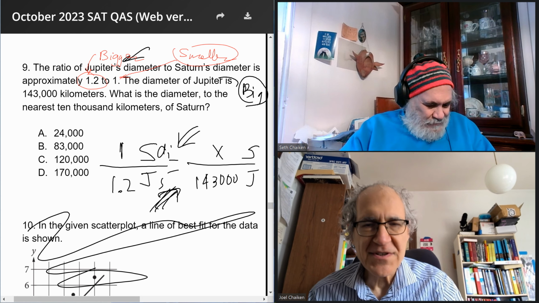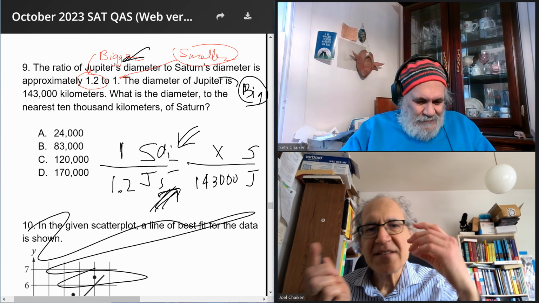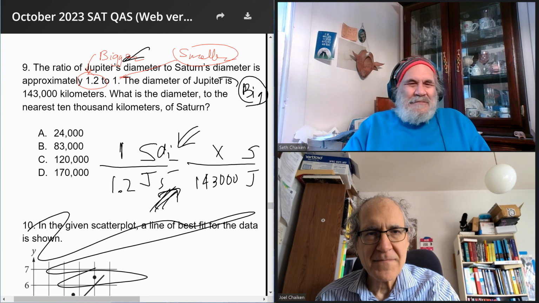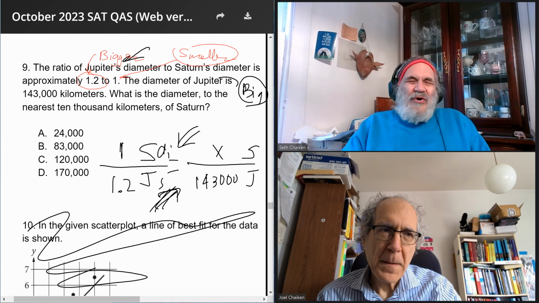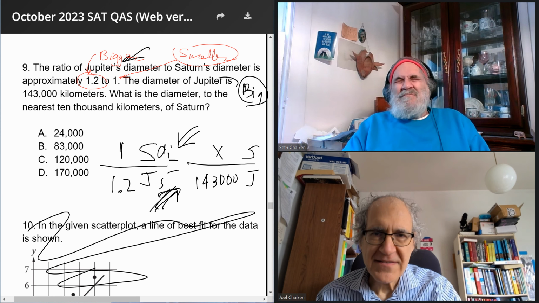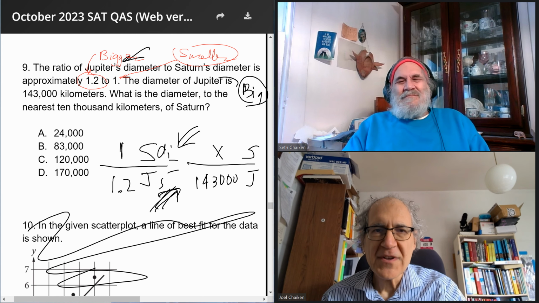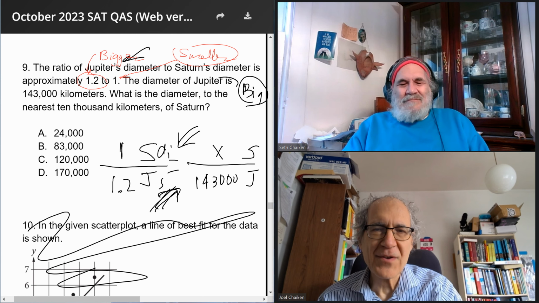Very dangerous. But if you physically draw the picture of the big Jupiter and the small Saturn, then you'll realize that your answer must be smaller, and you're more likely to get the right answer. So really try to feel the problem if you can. That's a really good approach. But also strive to answer questions like this very rapidly. Yes, that's right. So when you practice ratio problems, try to answer them very rapidly.